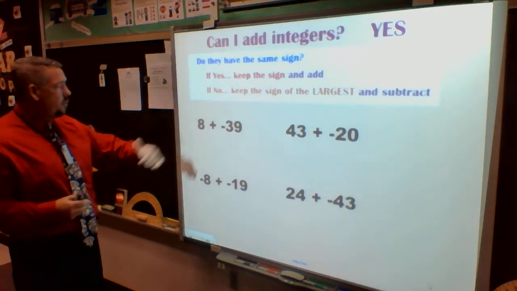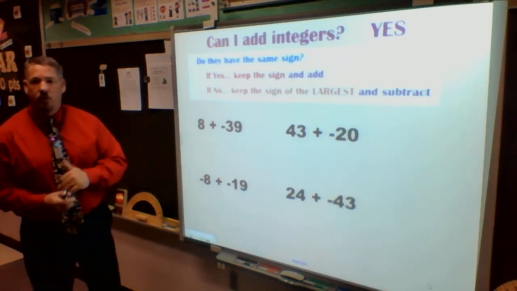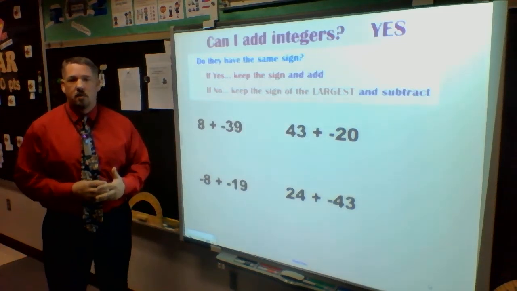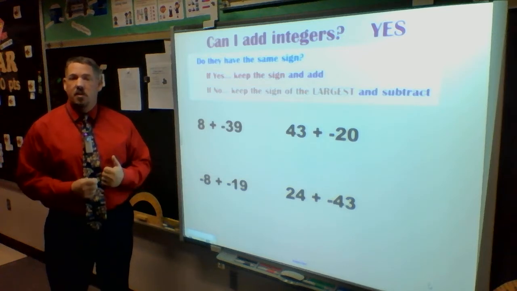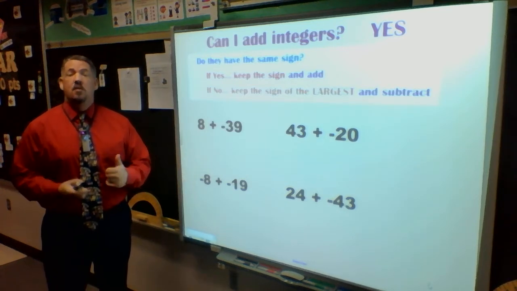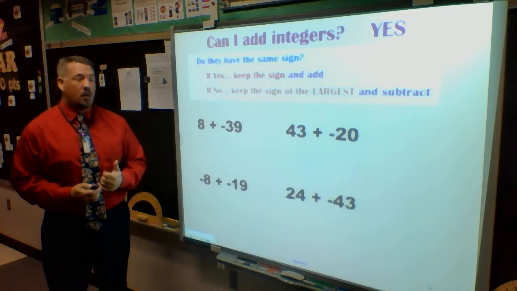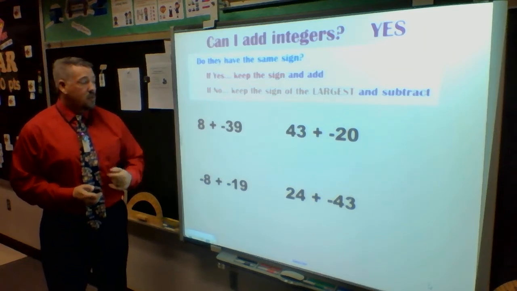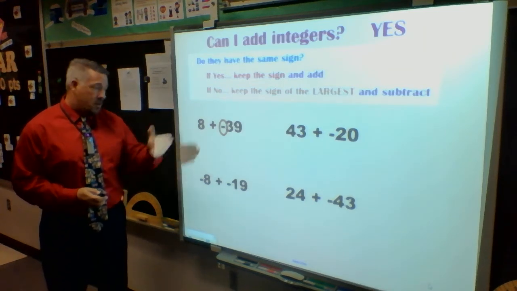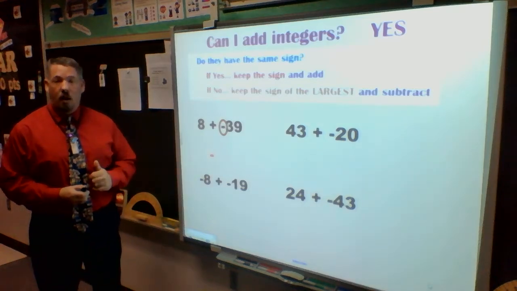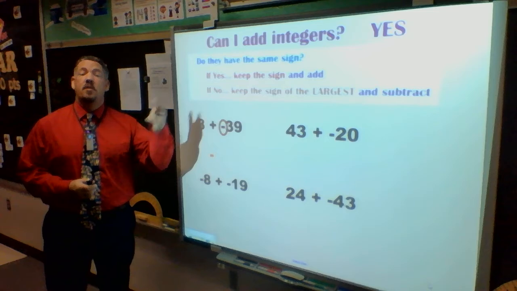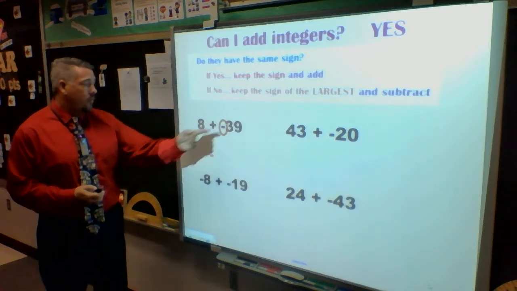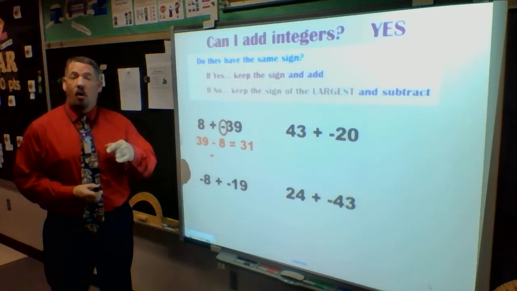So when I look at this one, it says 8 plus a negative 39, and I go through my questions. Can I add integers? Yes. Do I have the same sign? No. So I'm going to keep the sign of the largest number, and the largest number is 39. So I'm going to keep the negative. So I know that my answer is going to be a negative number. If they're opposites, then I know I have to subtract. So I should show 39 minus 8 on my paper.